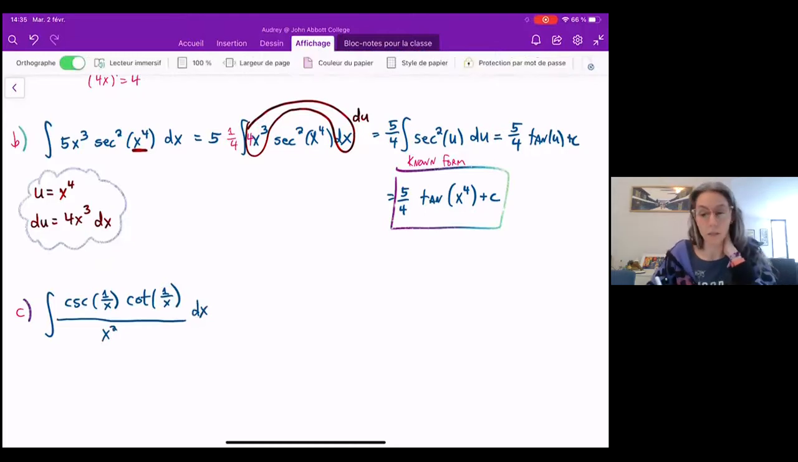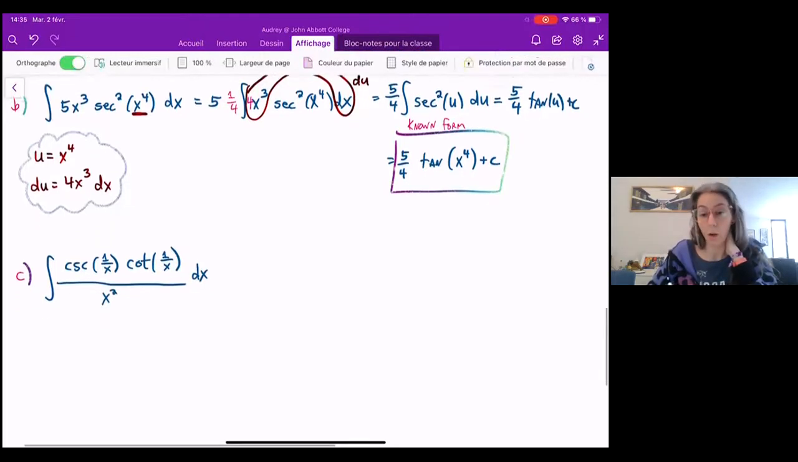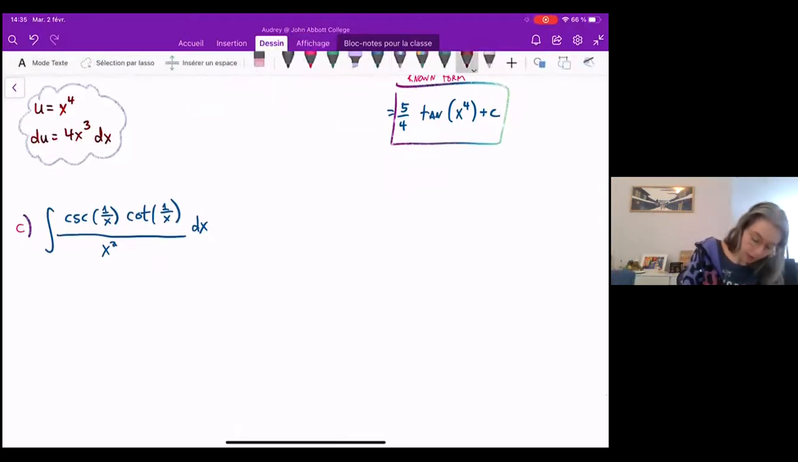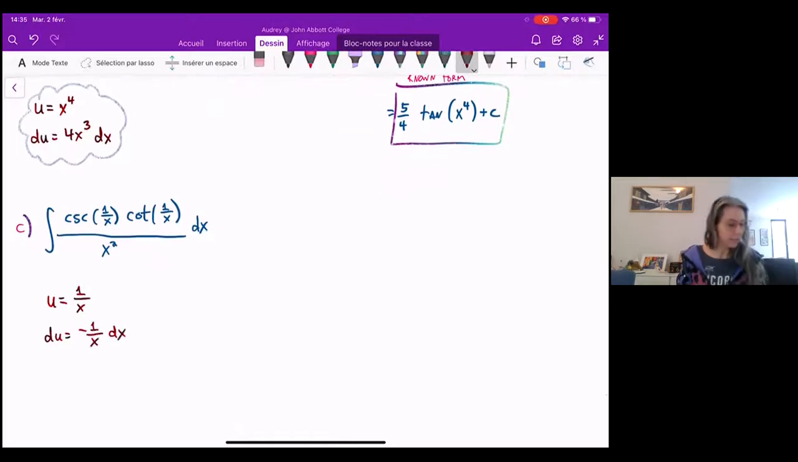In this case, it does not make sense to let our u be the denominator. x squared is not going to be helpful. The derivative of x squared is 2x, and I don't have a 2x there. But I know that the derivative of 1 over x, hopefully you know, is minus 1 over x squared. So here, again, I'm letting my u be equal to the thing inside the trig function. So that's negative 1 over x, dx. I'm sorry, negative 1 over x squared dx, my bad.